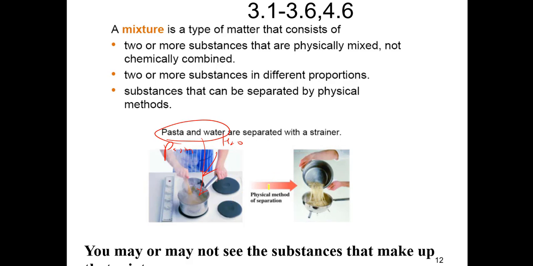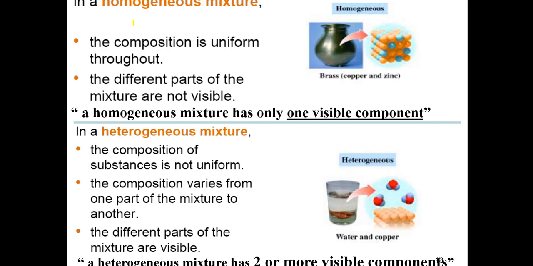Now, there's some sort of physical method that we can use to separate it, one that has nothing to do with making or breaking chemical bonds. So you can use a strainer, for example, and that helps physically separate the water from the pasta. Or you can use another physical separation technique such as evaporation. We have two other definitions you need to know: homogeneous and heterogeneous. Now, just because you saw two things mixed together doesn't mean that you see two things. Maybe you only see one.